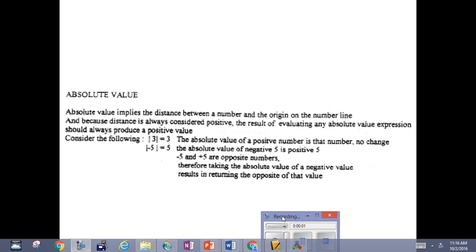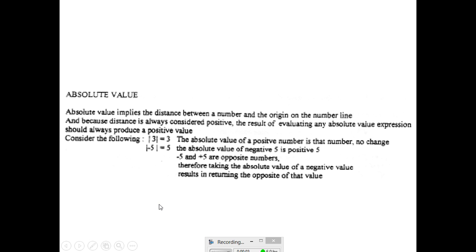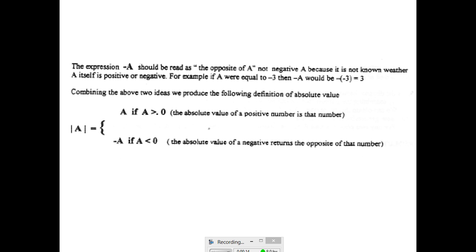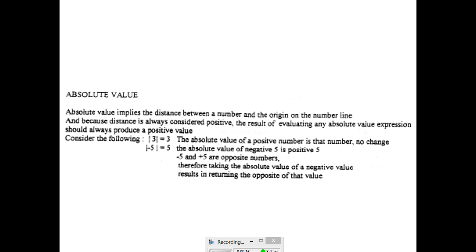Alright guys, here we go. We've got to talk about some absolute value items before moving into functions. So let's wrap it up here. I might go through this a little quickly since you'll also have the PowerPoint to read off of.